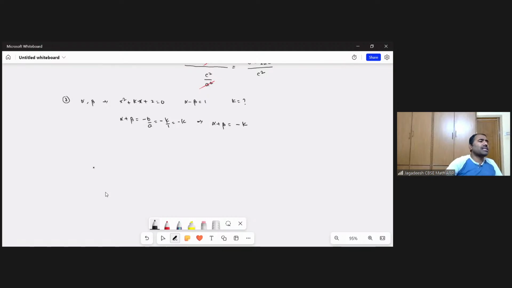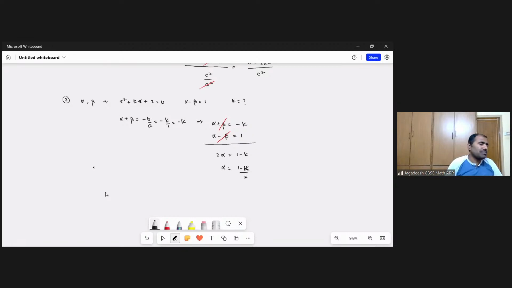Also it is given that alpha minus beta value is 1. So let us solve these two equations. Beta minus beta gets cancelled. Alpha plus alpha, 2 alpha equal to 1 minus k. Alpha equal to 1 minus k by 2. We got alpha value.